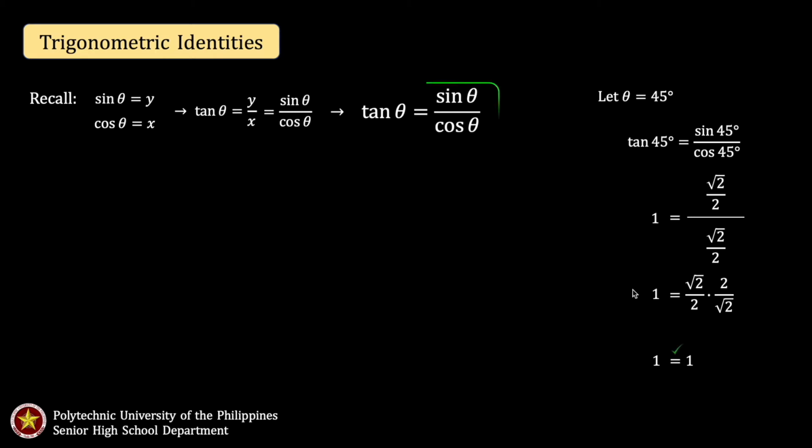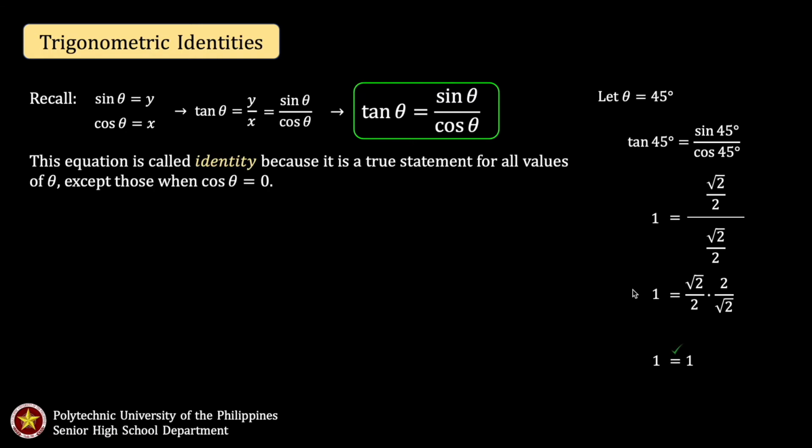Now, on this equation, we provided some special angles and we saw that this is true for them. Actually, this is true for all values of theta in general. So this equation is called an identity because it is a true statement for all values of theta, except those where cosine theta is equal to 0, of course, because if 0 is the value of cosine theta, then we will obtain an undefined statement.